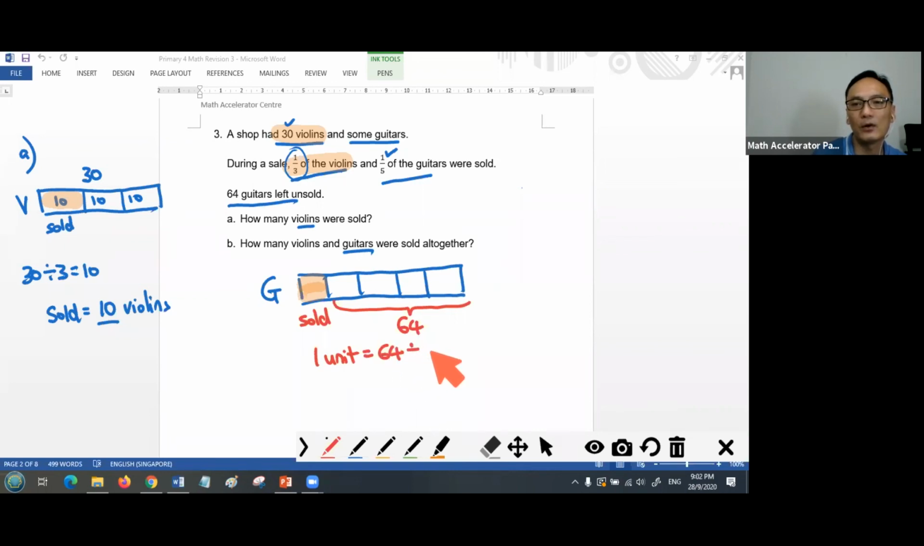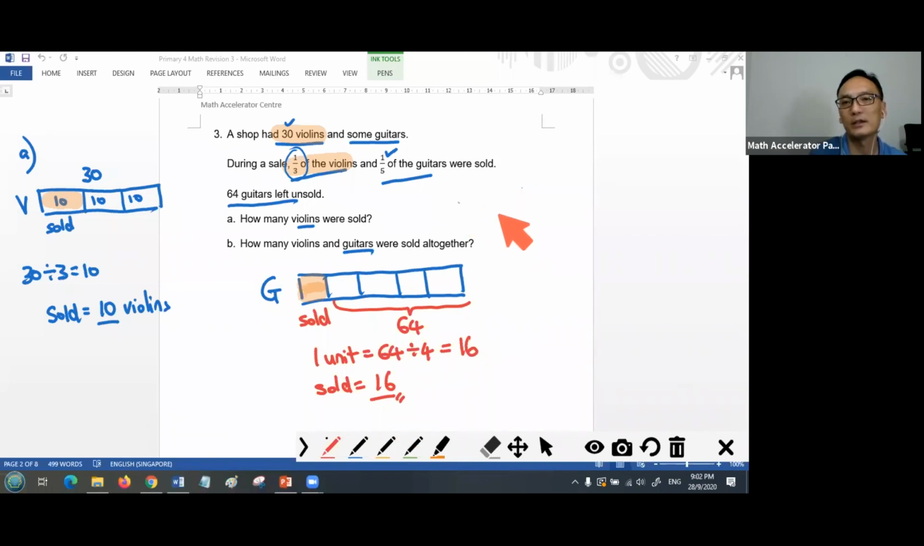Divide by 4, and we will have an answer of 16. So 1 unit is 16. So the guitar sold here in this case is 1 unit. Therefore, you sold 16 sets of guitar during the sale. So what is the total sold? That will be our answer, right?